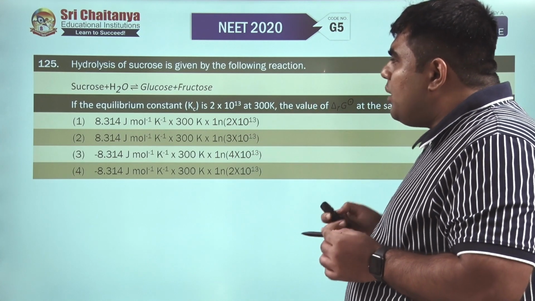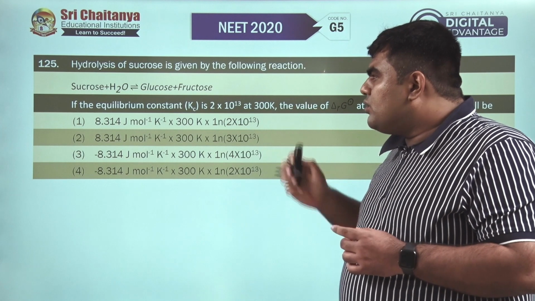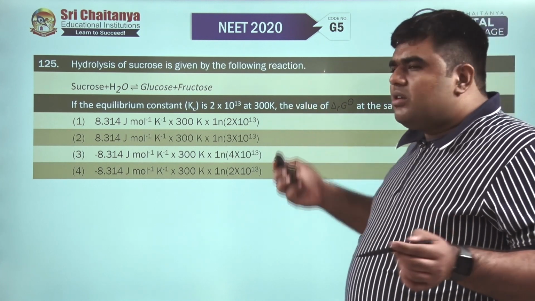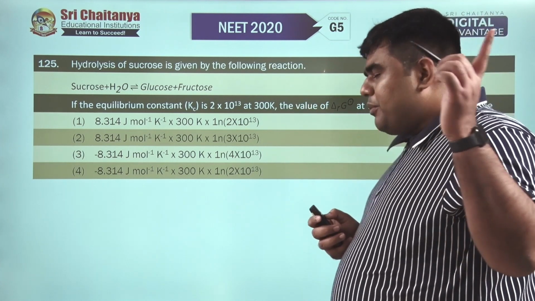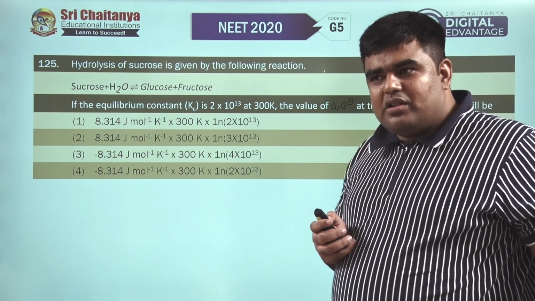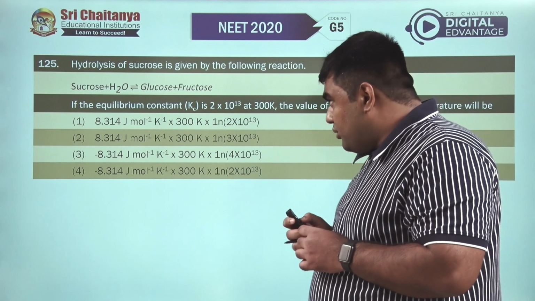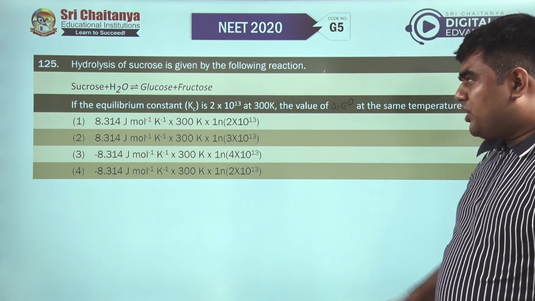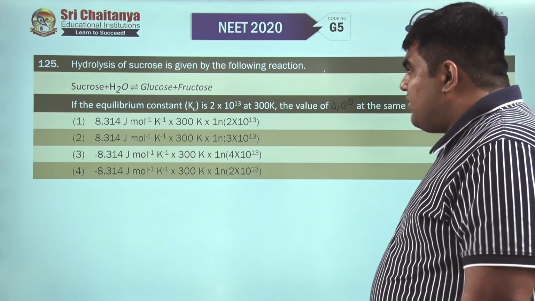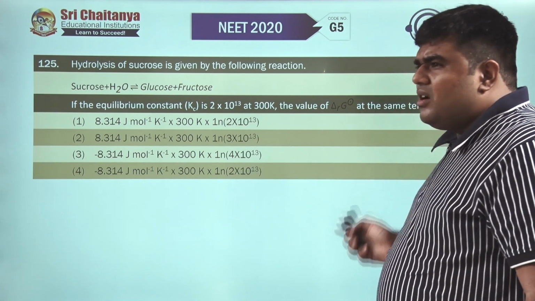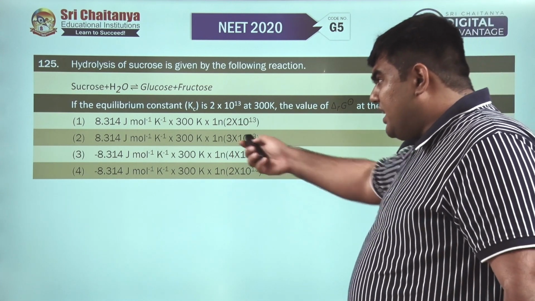We have been given an equilibrium between sucrose and H2O, giving us glucose and fructose. So this is hydrolysis of sucrose. If you remember question number 1, which was nothing but hydrolysis. So this is the reaction, sucrose plus H2O giving us glucose plus fructose. For this reaction, we have to find out this relation. If the equilibrium constant is given, we have to find what is delta G naught for the reaction.